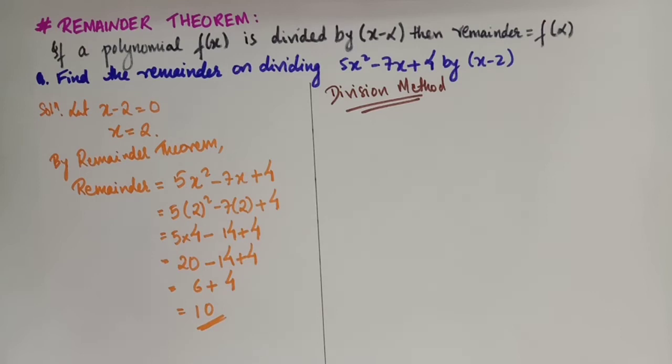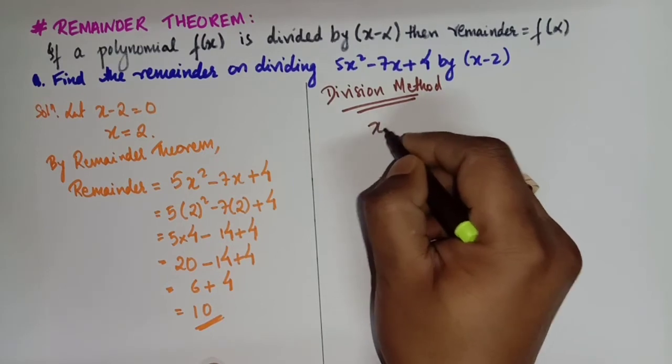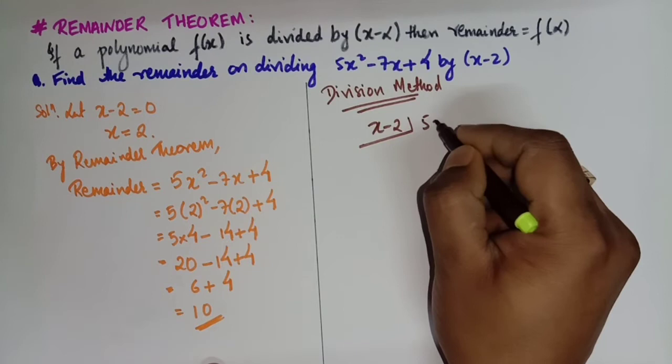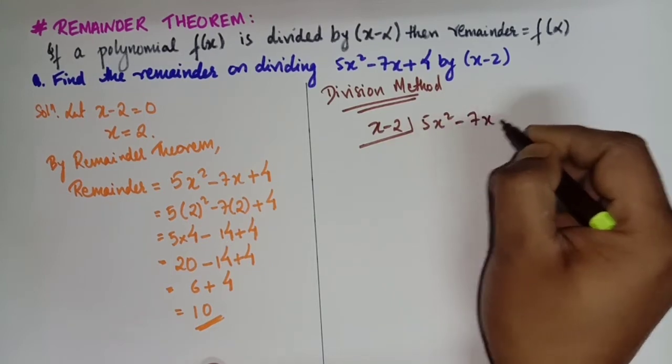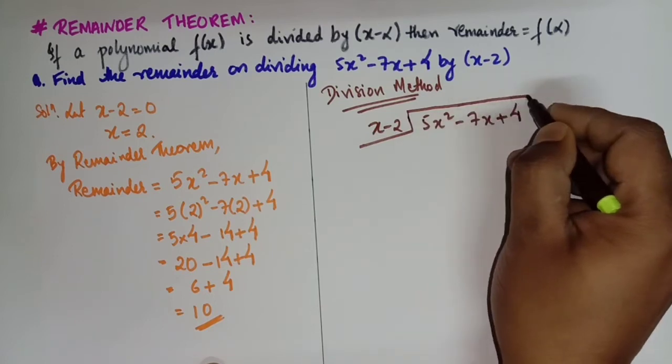Let's start now with the division method. You have done the division method in class 7, I think. So we do it simply like this: x minus 2, and this is your 5x squared minus 7x plus 4. So what does the division rule say?